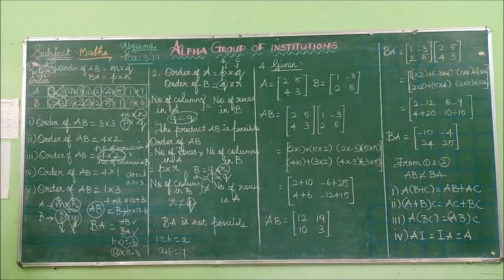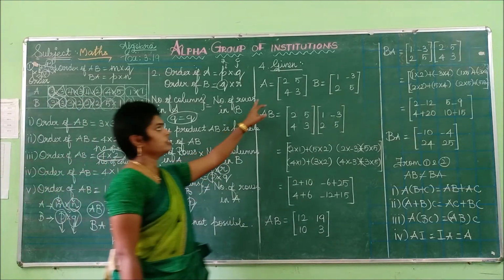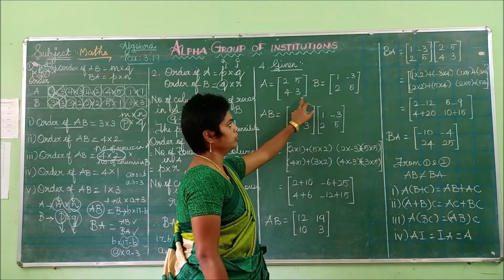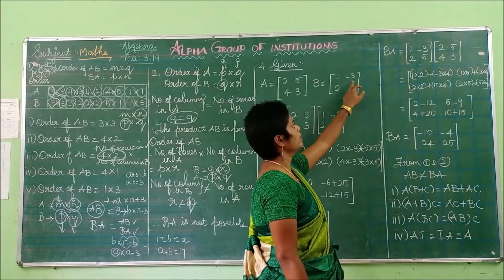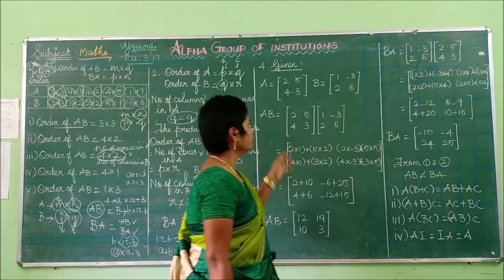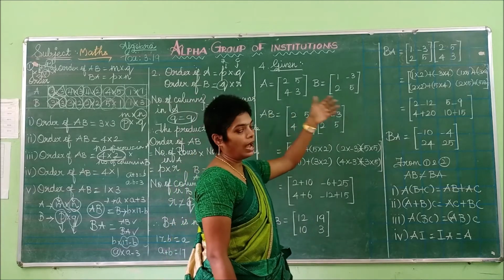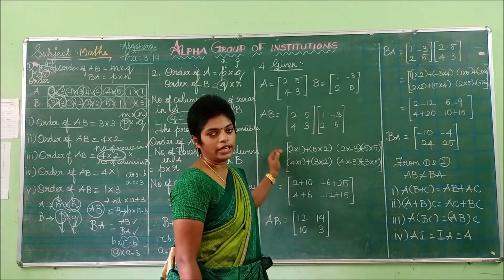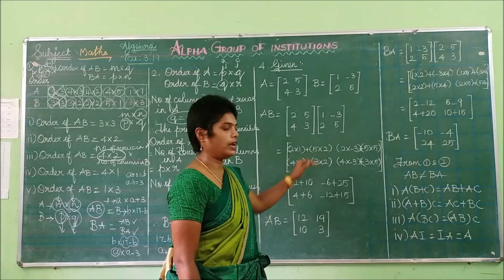Given A is equal to 2, 5, 4, 3, B equal to 1, minus 3, 2, 5. You have to find AB, BA and check whether AB is equal to BA. So listen here, given A which is equal to 2, 5, 4, 3, B which is equal to 1, minus 3, 2, 5. You have to find the value of AB and BA. At last you have to check whether AB is equal to BA or not.